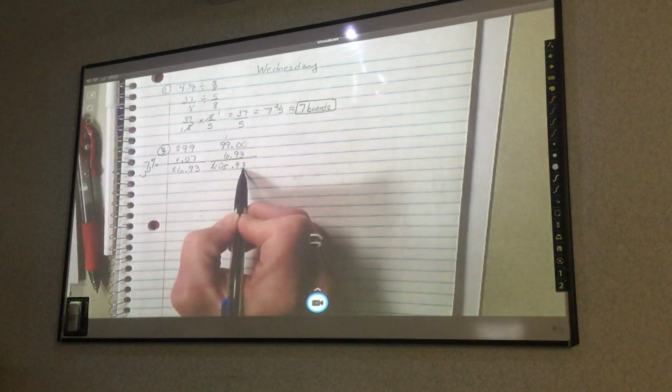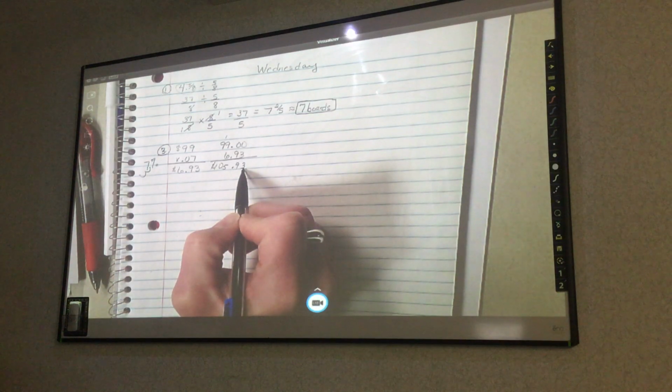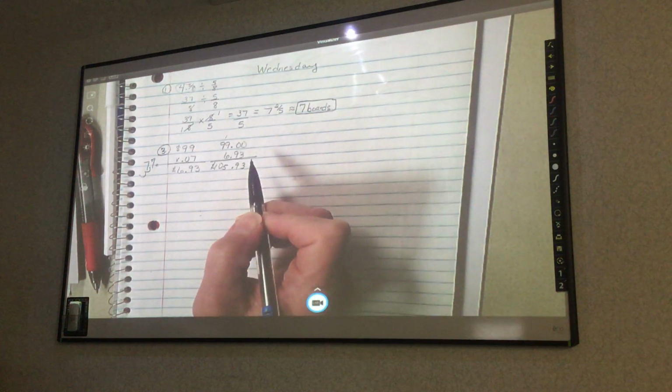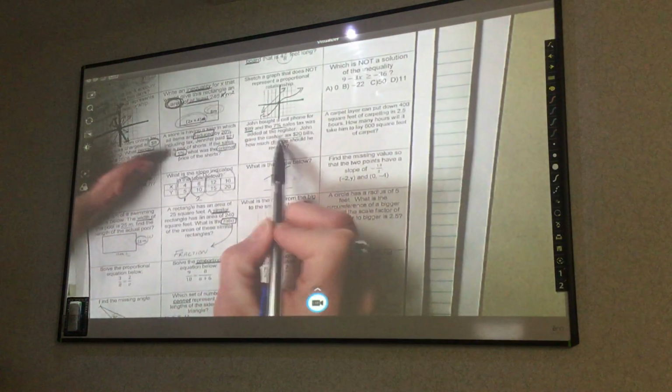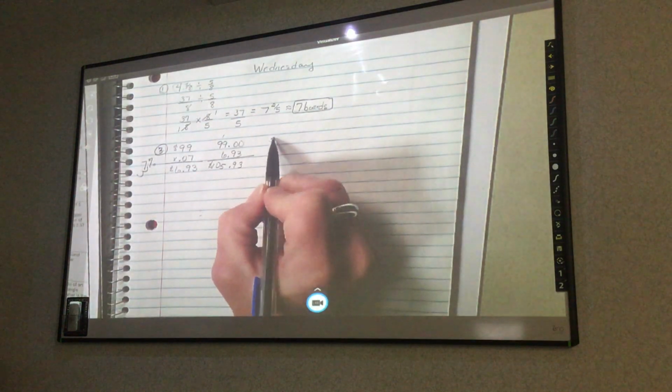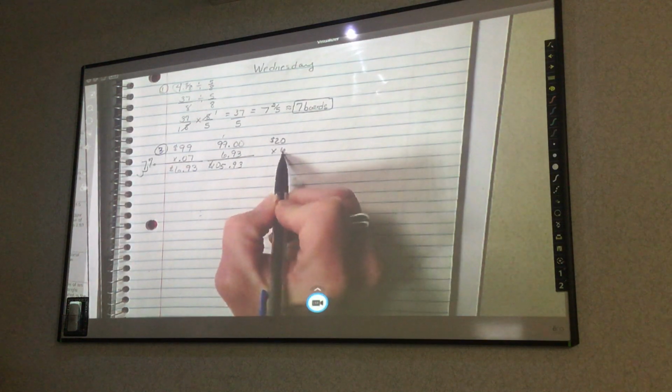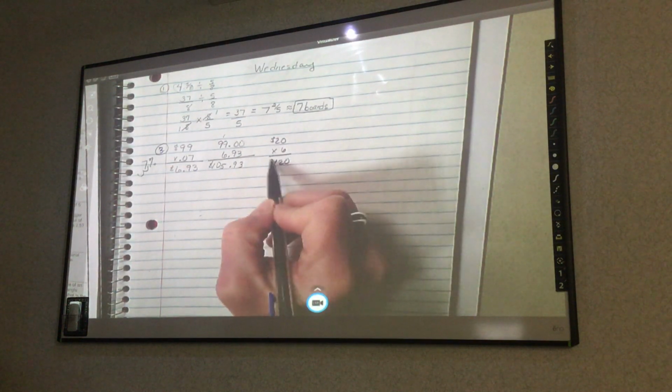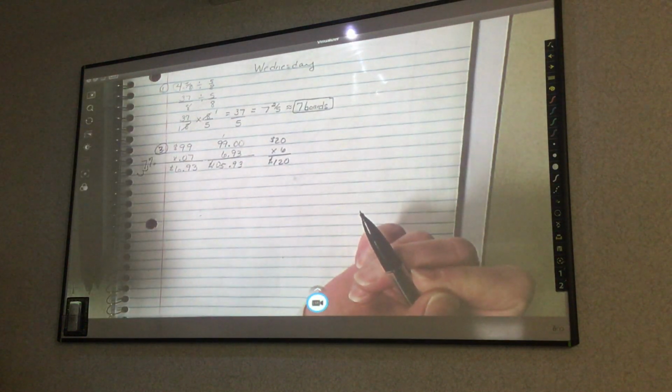So it was $105.93. That's how much it actually cost for the phone. Then I need to go back to, he gave the cashier 6 $20 bills. So I take $20 times 6, and I get, he gave the cashier $120 in cash.